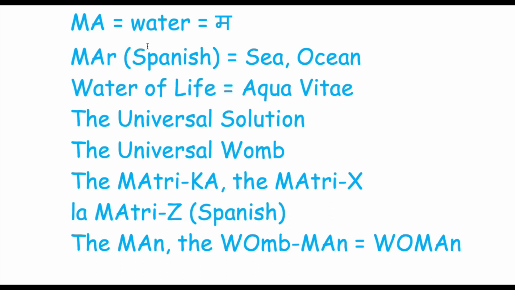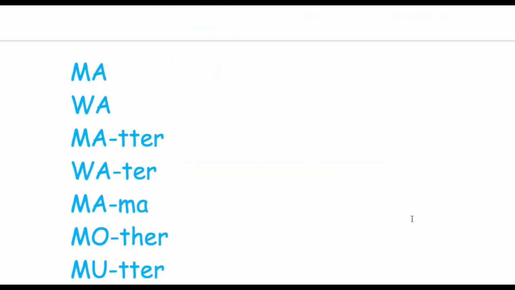This is the symbol. It also means in Spanish mar, which means the sea, the ocean, the water of life, aqua vitae, the universal solution, the universal womb. Ma is also the matrika, which is the word of God. It's also the matrix. It also means in Spanish la matriz, which means the womb. The womb where the man is born. The womb where everything is born. The womb and the man becomes the woman. Okay? This is pretty interesting.